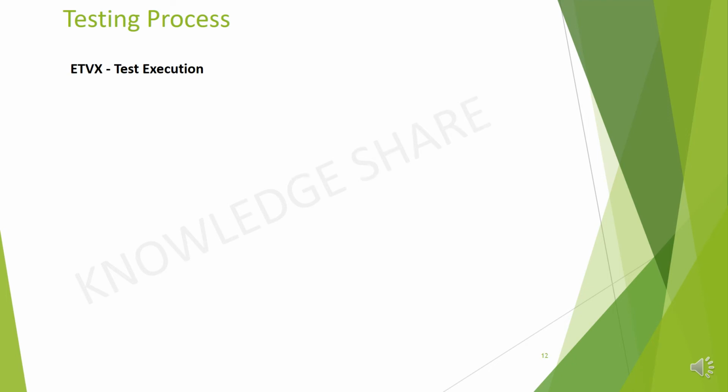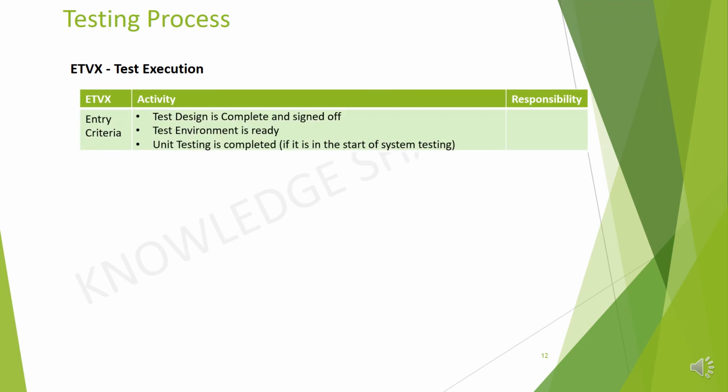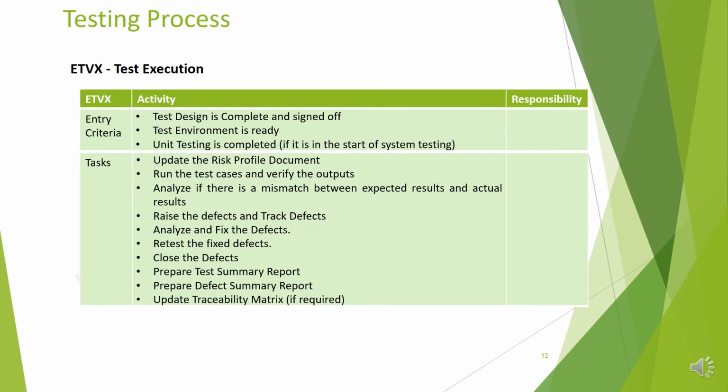Entry criteria for test execution. Test design should be completed and signed off. The test environment should be available and unit testing should be completed. Under tasks, the activities are: update the risk profile document, run the test cases and verify the outputs, analyze if there is any mismatch between expected result and actual result, raise the defect in the tool and track defects.